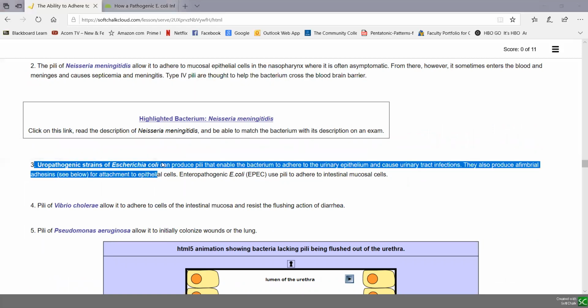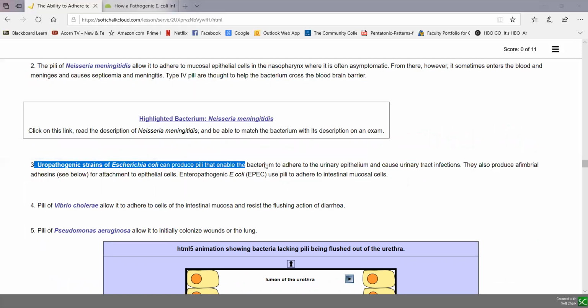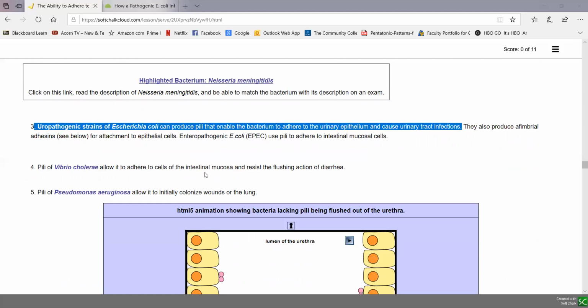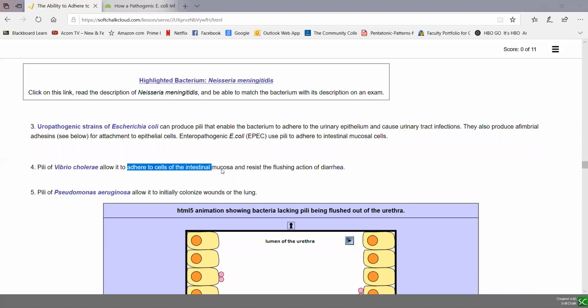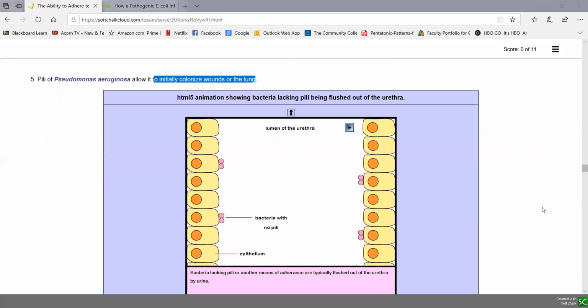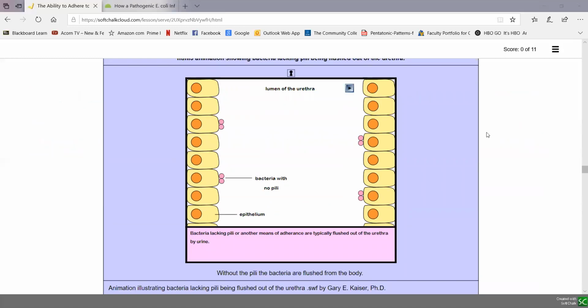Uropathogenic strains of E. coli, the ones that cause urinary tract infections, produce pili that enable the bacteria to adhere to the urinary epithelium and cause urinary tract infections. Vibrio cholerae uses pili to adhere to intestinal cells of the mucosa to resist the flushing action of diarrhea. Pseudomonas is initially able to colonize wounds or the lungs by means of pili and then cell wall adhesins. So again, if the bacterium has no way to adhere to cells, let's take the case of a gonococcus, if it didn't have pili or adhesins and it got into the urethra, urine would flush the bacteria out.